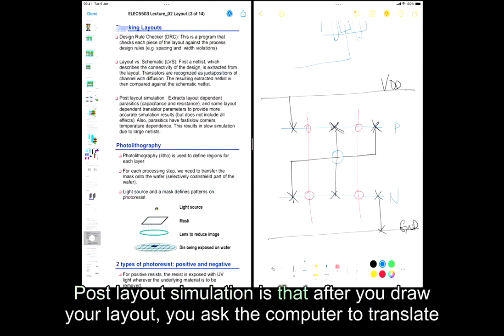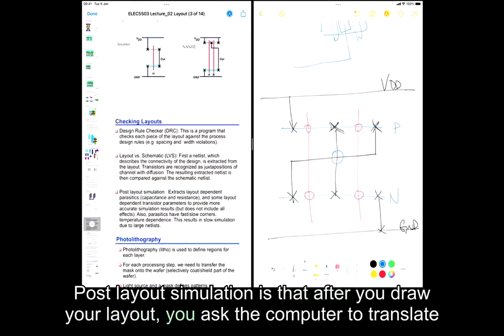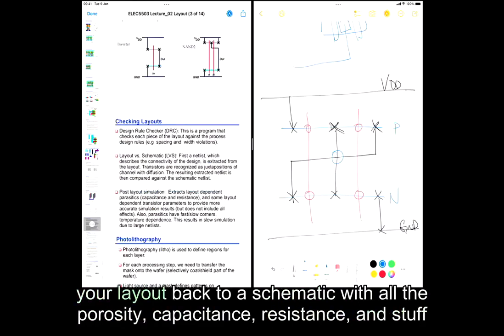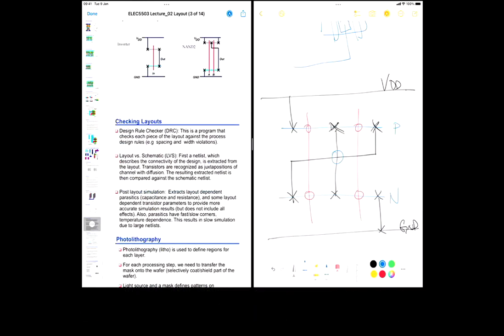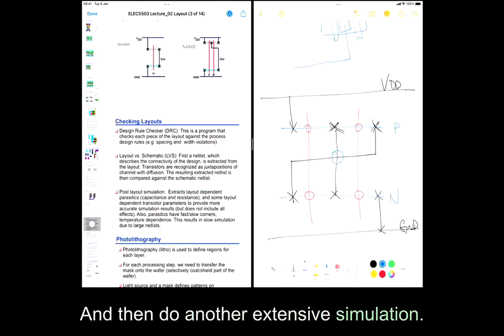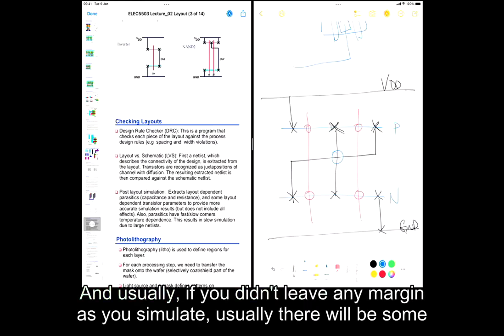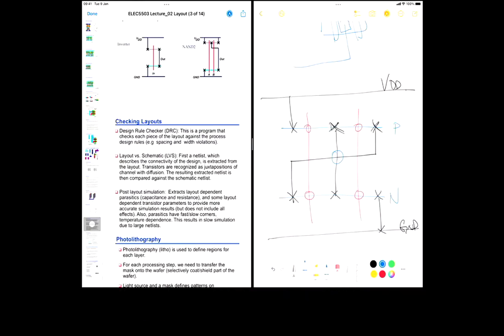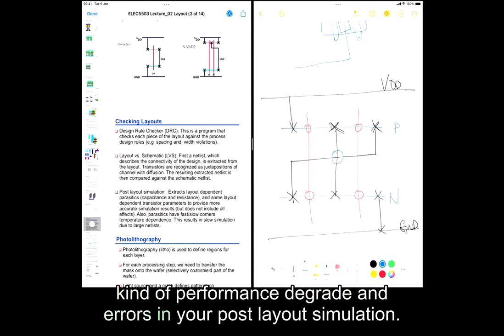Post-layout simulation is where, after you draw your layout, you ask the computer to translate your layout back to a schematic with all the parasitic capacitance, resistance, and so on in there, and then do another extensive simulation. And usually, if you didn't leave any margin as you simulate, there will be some performance degradation and errors in your post-layout simulation.